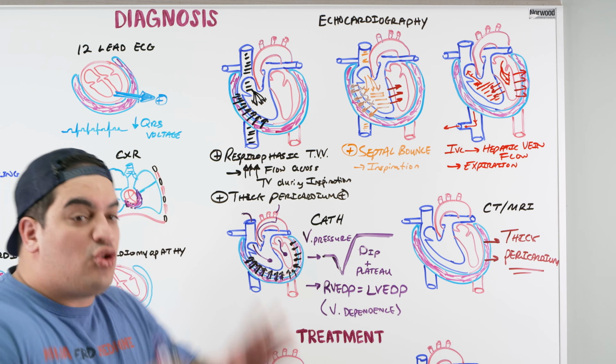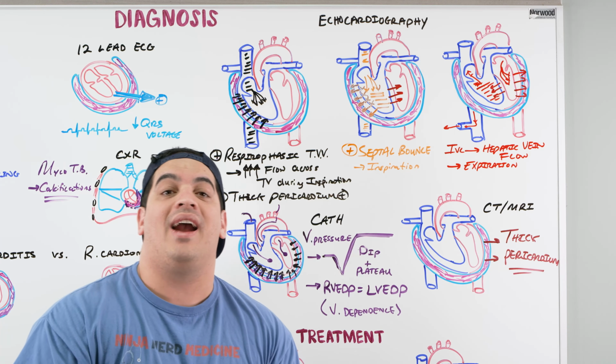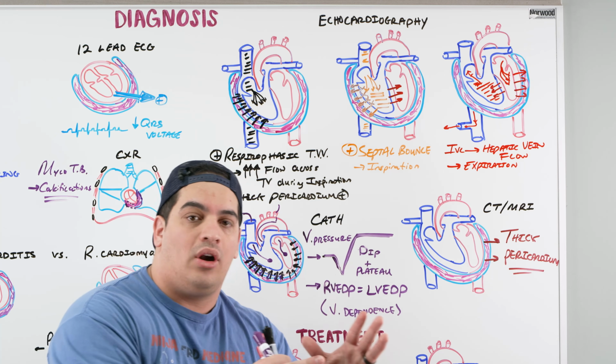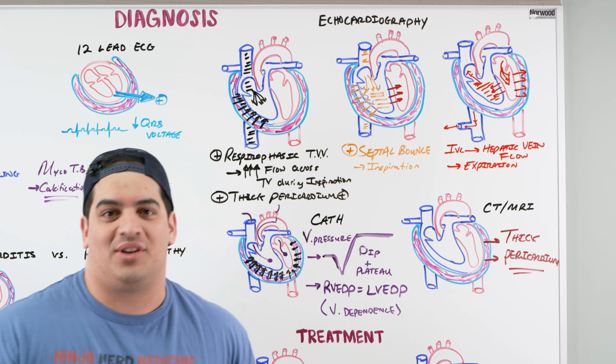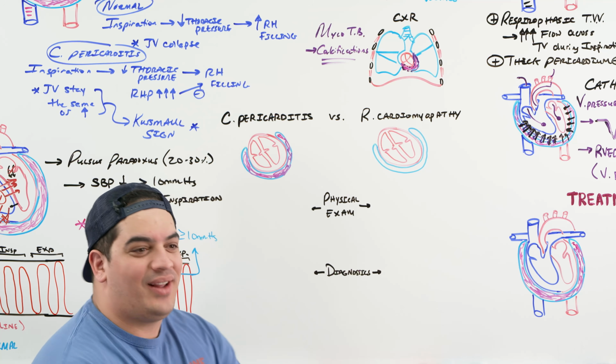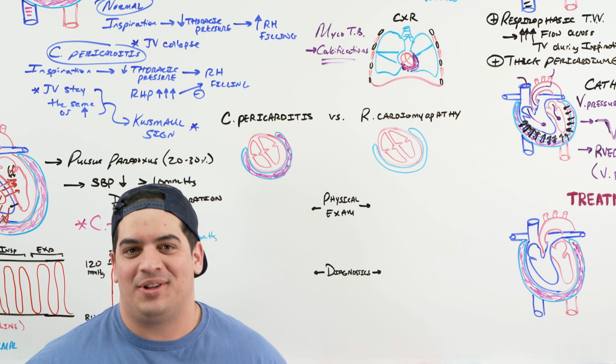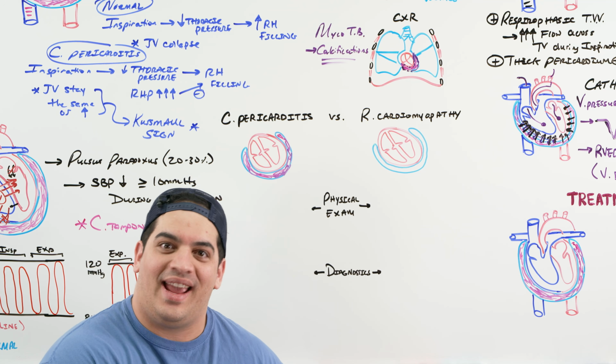Now that we've covered that, let's quickly, and I mean quickly, differentiate restrictive cardiomyopathy from constrictive pericarditis, and then quickly talk about the treatment of constrictive pericarditis. All right, so what I want to quickly do, because this is really important, is be able to differentiate these on your case vignettes, right?